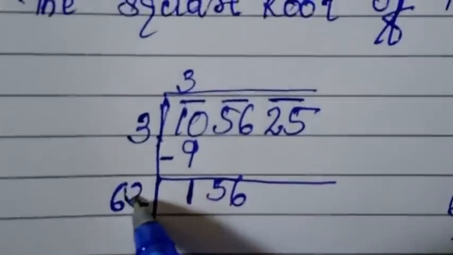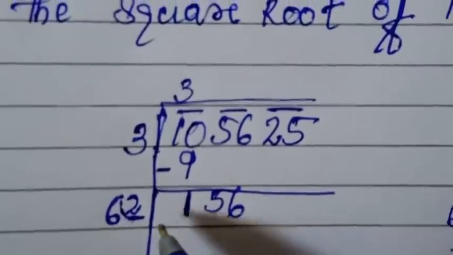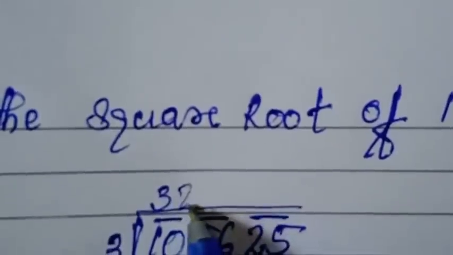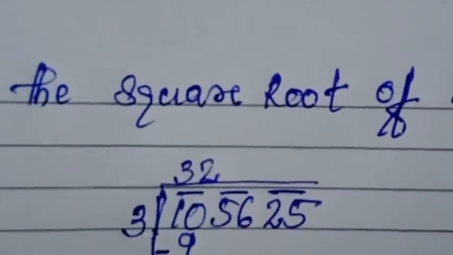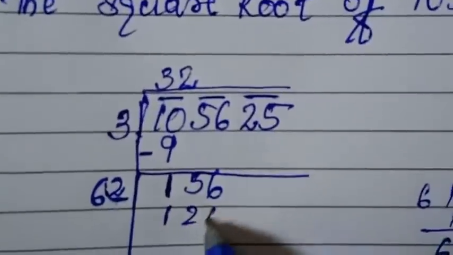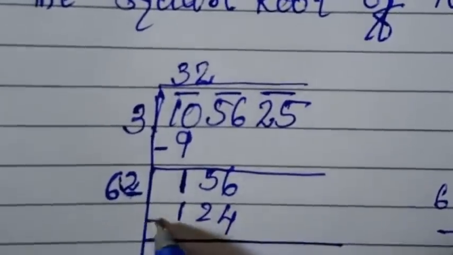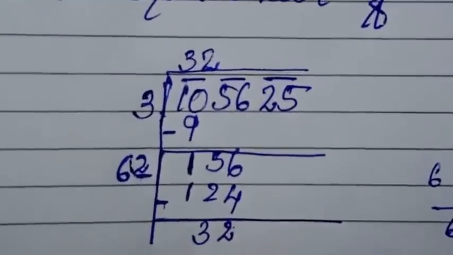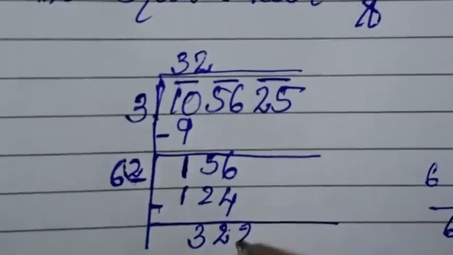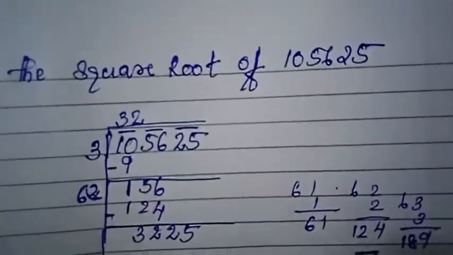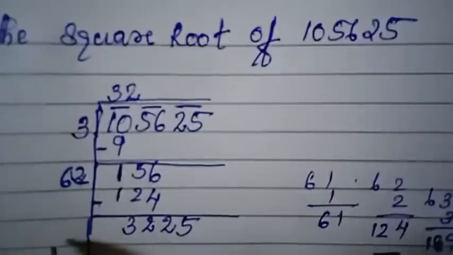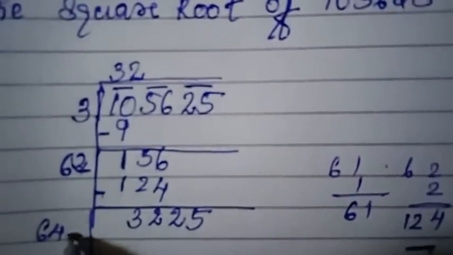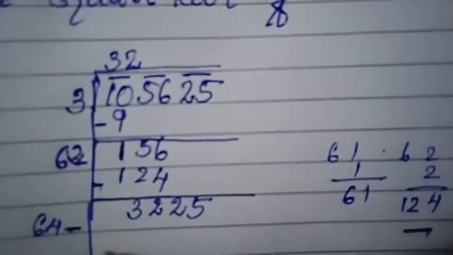So here 2, and in the quotient also we write 2. Understood? Here we write 62 2s are 124. Subtract this number and we get 32. Take down the other pair, that is 25. Next, look at the quotient and double it. The quotient is 32, double it, we get 64. Then put a blank space and guess the largest possible digit.